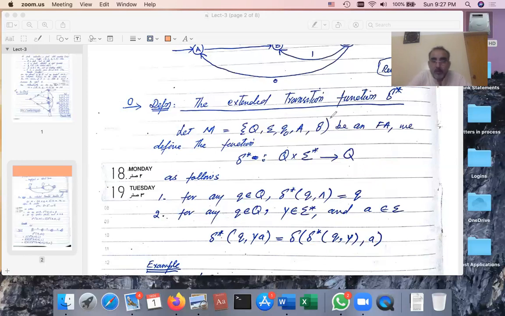Just move on. So this is the explanation of the extended transition function. This is the mathematical equation. And if we have to check something, we have to check these two conditions always. If we have a string, then we can process the strings like this one, and we have to process these strings until we reach this condition. We will see these things.